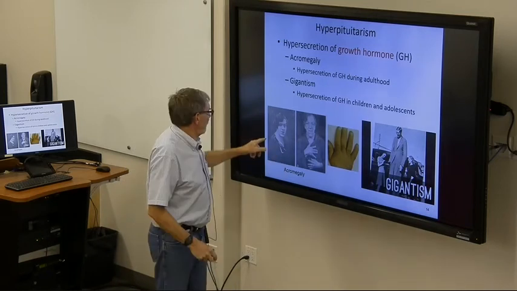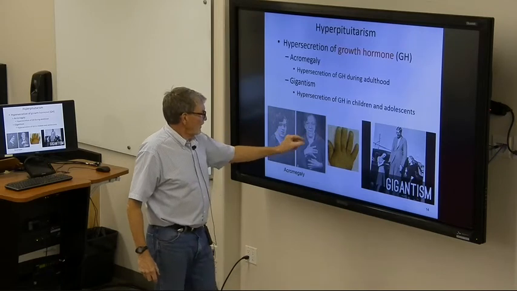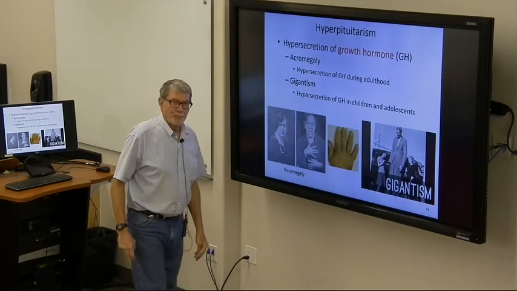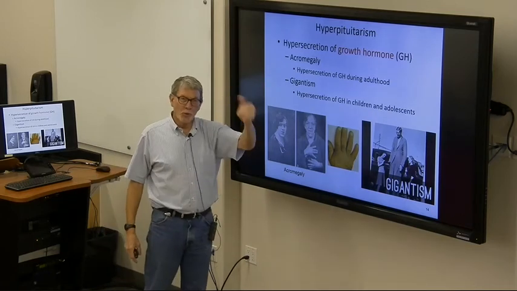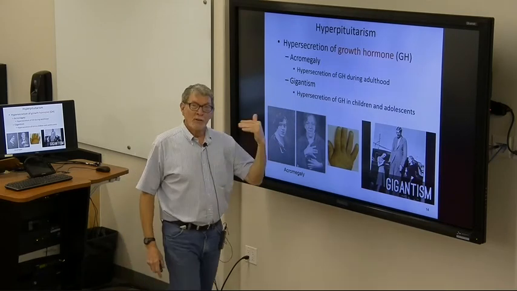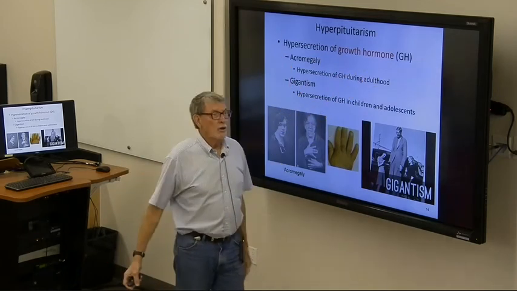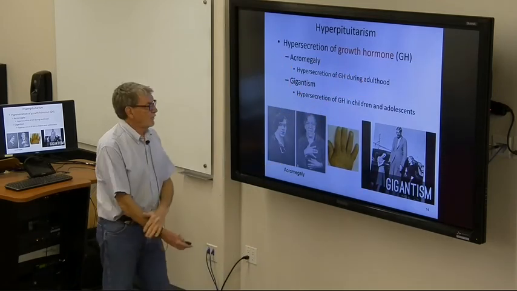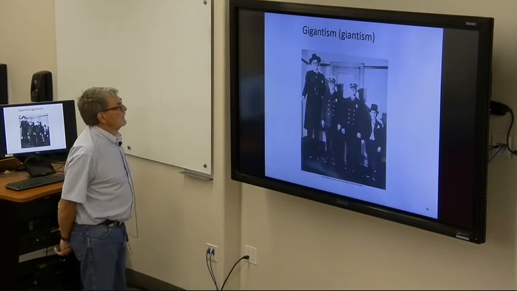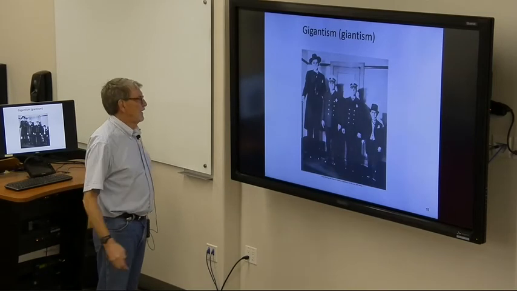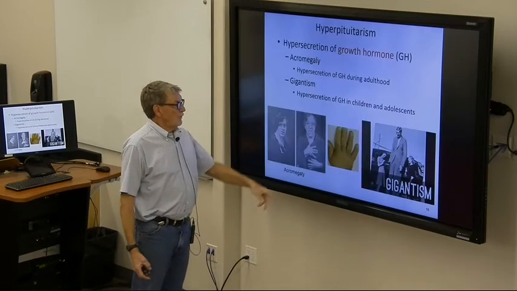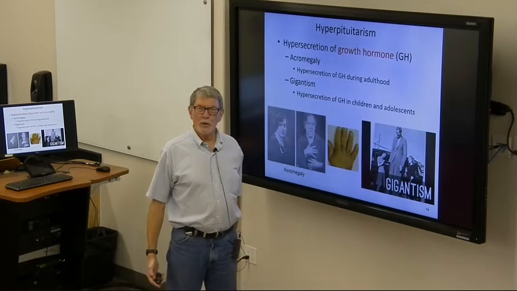The bones get thick, the jaw gets thick, the fingers get really wide, and that's called acromegaly. Acromegaly, too much growth hormone later in life. Gigantism, grow especially long because you had it early in life. Another big guy. It's really hard on you. Henry Wadlow died at something like age 22.